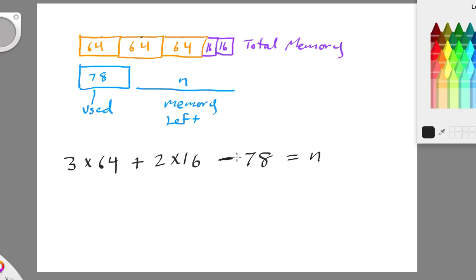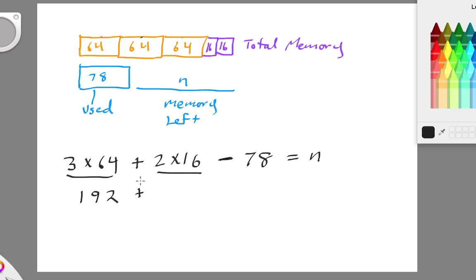Now what's interesting is you have to remember that order of operations requires that you multiply before you add and subtract. All right, so that means that we're going to do the 3 times 64 and we're going to do the 2 times 16 first. And if you remember from our last problem, three times 64 was 192.